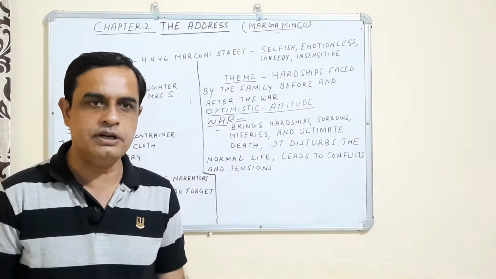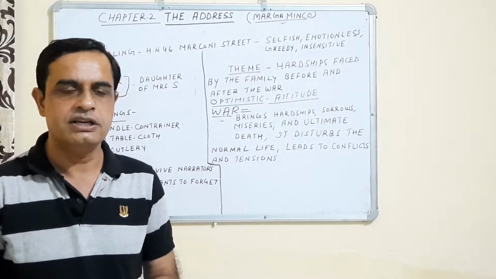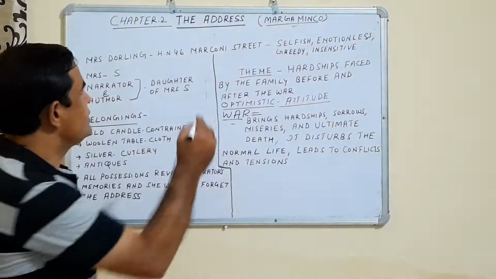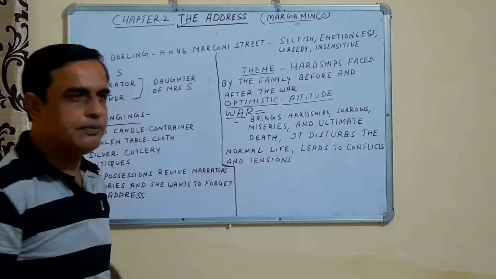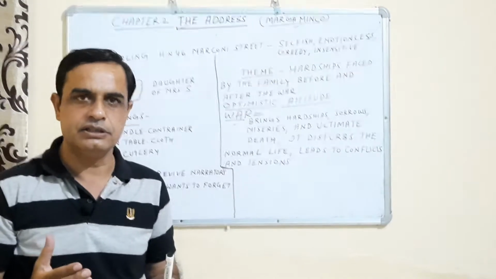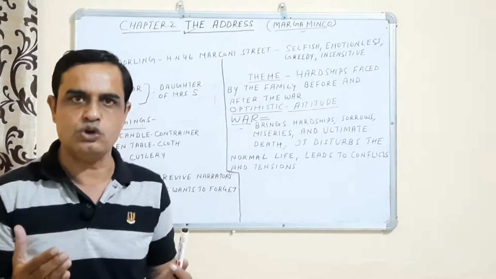हाय गुड आफ्टरनून स्टूडेंट्स। आज हम 11वीं कक्षा की स्नैपशॉट बुक का चैप्टर नंबर 2 करने वाले हैं, जिसका टाइटल है द एड्रेस। द एड्रेस रिटन बाय मार्गा मिंको। द स्टोरी इज नरेटेड एंड टोल्ड बाय ए डॉटर। इट इज ए ऑटोबायोग्राफिकल touch of the war.